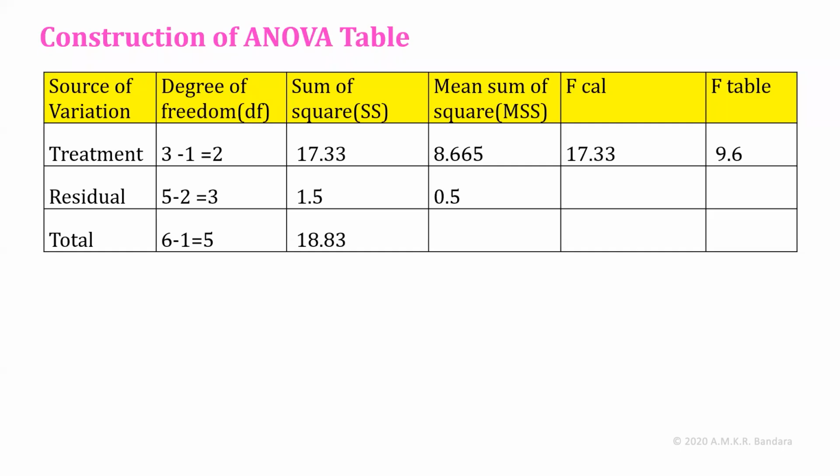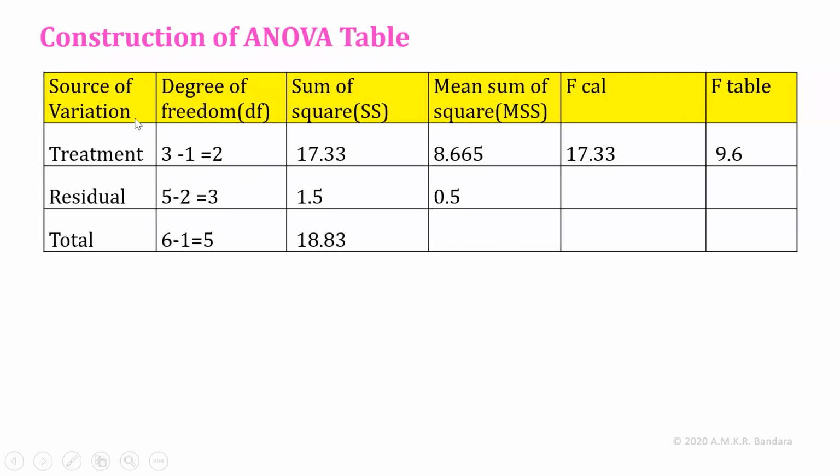Then construction of the ANOVA table. You know, in the ANOVA table, we have 6 columns. First one represents the source of variation. Second one, degrees of freedom. Third one, sums of square. Fourth one, mean sums of square. The fifth one, F calculated value. Next one, F table value.